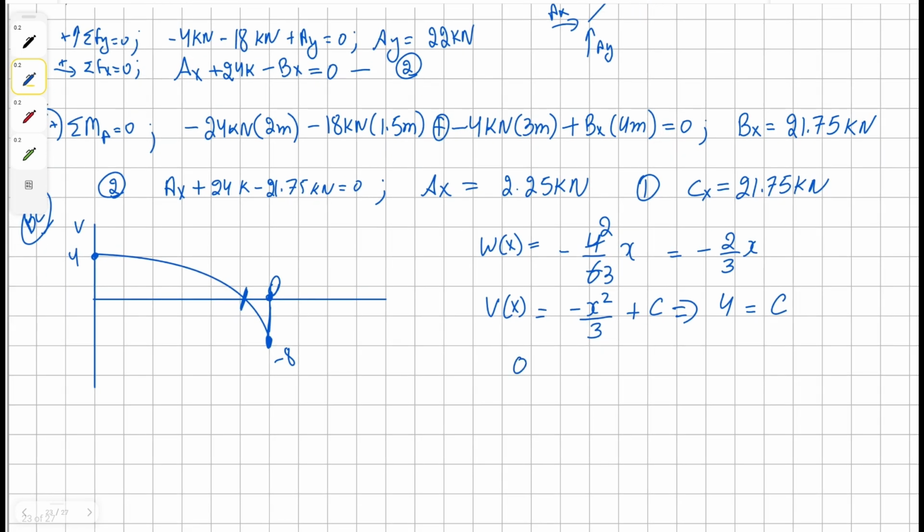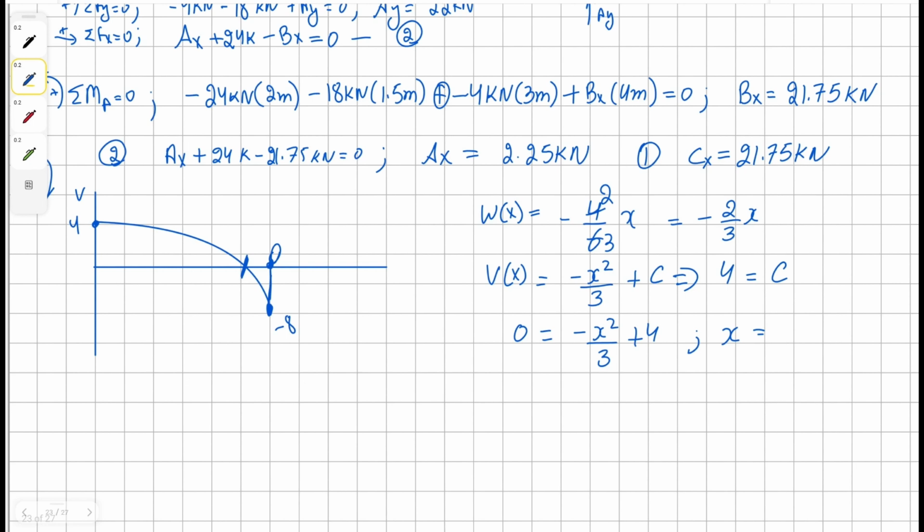Now we can use this value to find our value of x. So we're going to have negative x squared divided by 3 plus 4 equals 0. And for x, we get our solution as 3.46 meters. So this is at 3.46 meters.